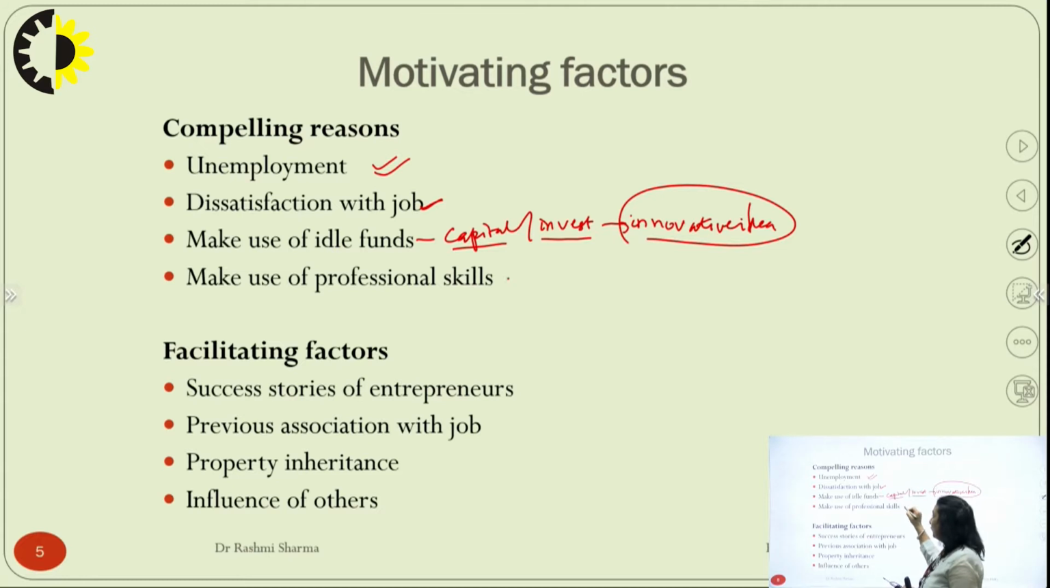Or you want to use your professional skills which you are not able to use, or I should say you have to exploit your professional skills. Those professional skills you are not able to use in your current job or in your current service. So you want to excel at that, or you want to exploit that, so that it would be beneficial for the society. Then comes facilitating factors.